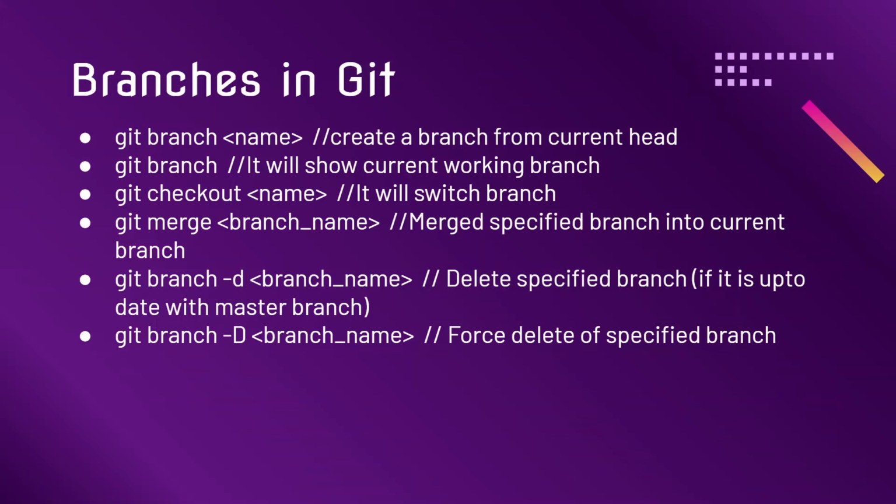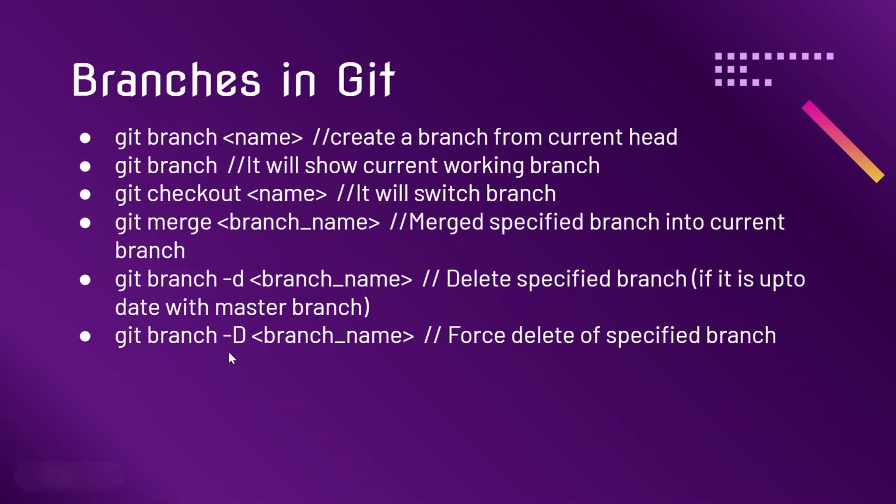For that safety measure, Git provides us a feature which is -d. Git provides us a feature that will help us to not delete that branch in case you accidentally try to delete it. It is only possible if the branch is up to date with the master branch, otherwise it will show an error. But you can forcefully delete a branch by using capital D. You can write git branch -D, which is the flag that we use to delete a branch forcefully.